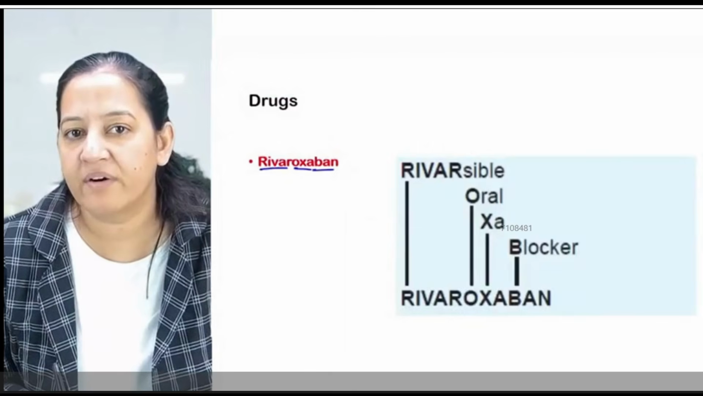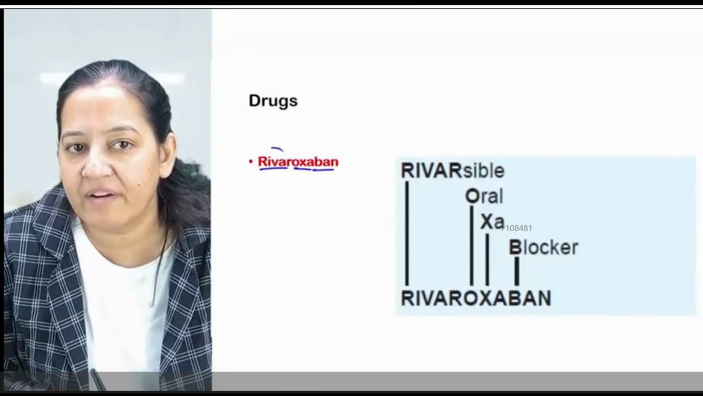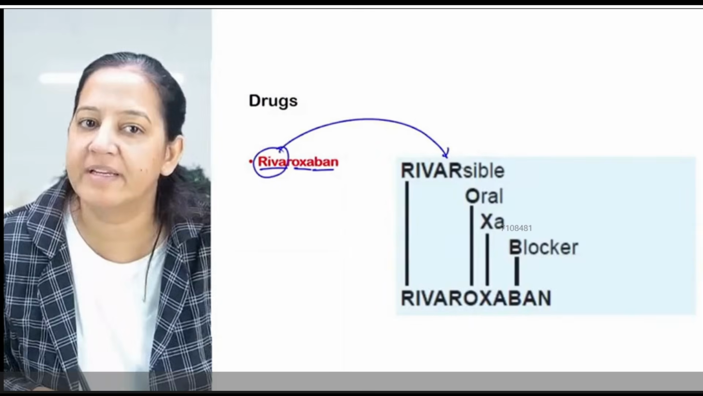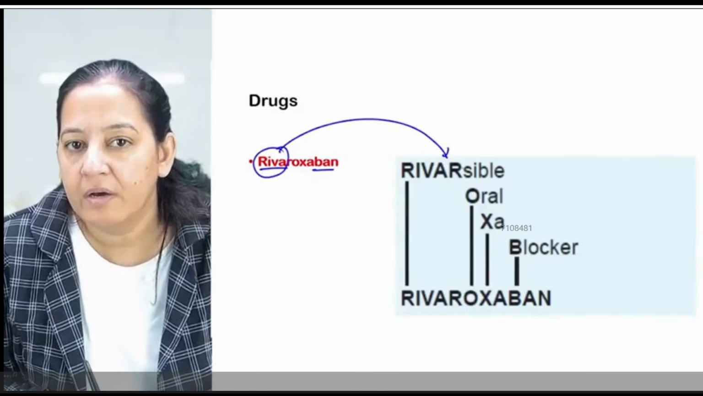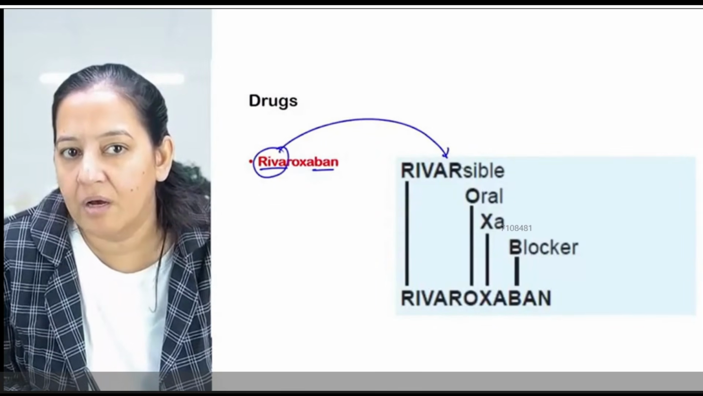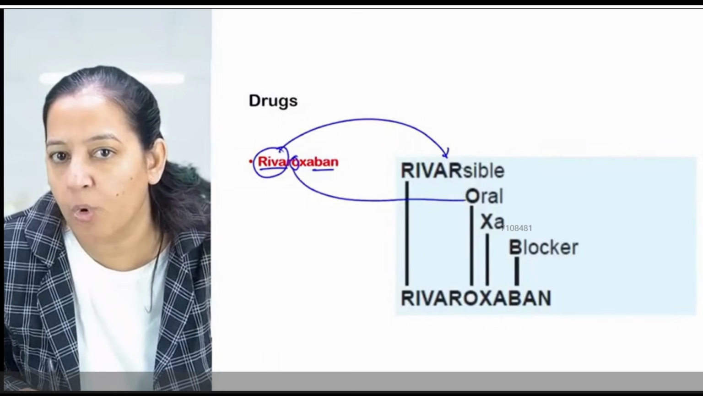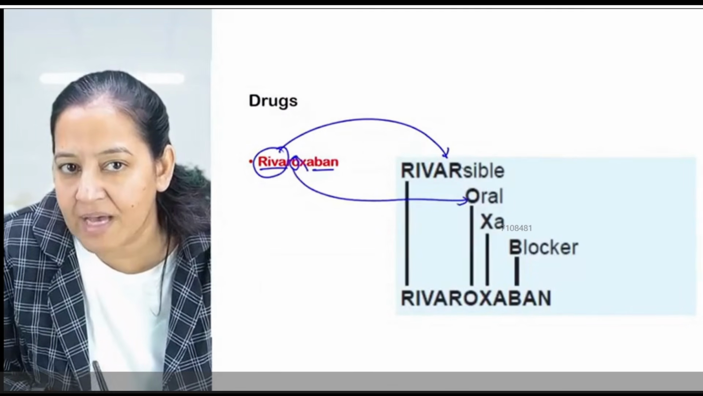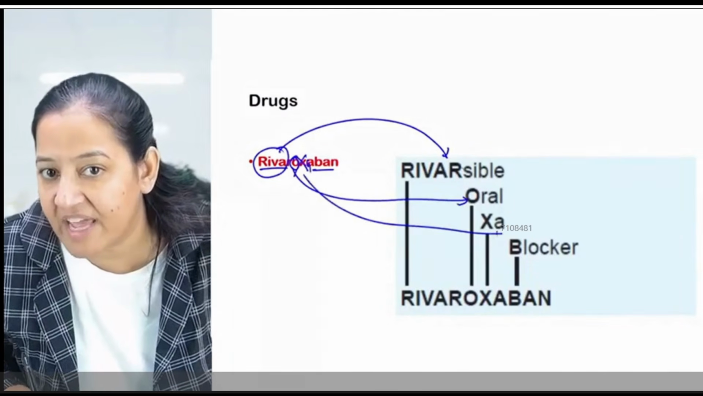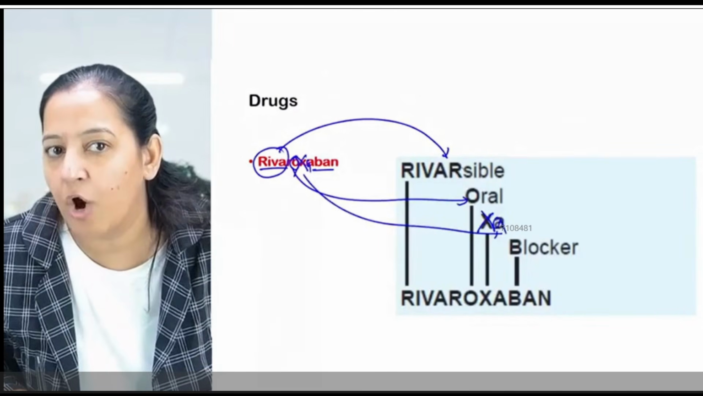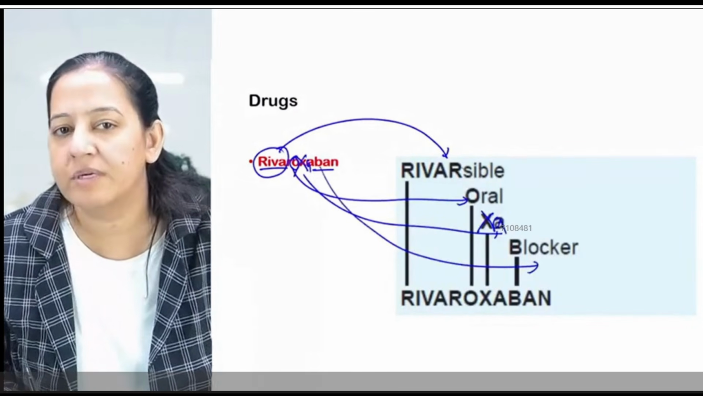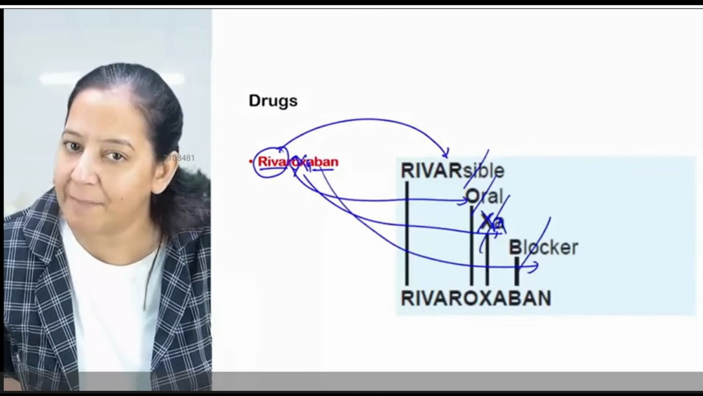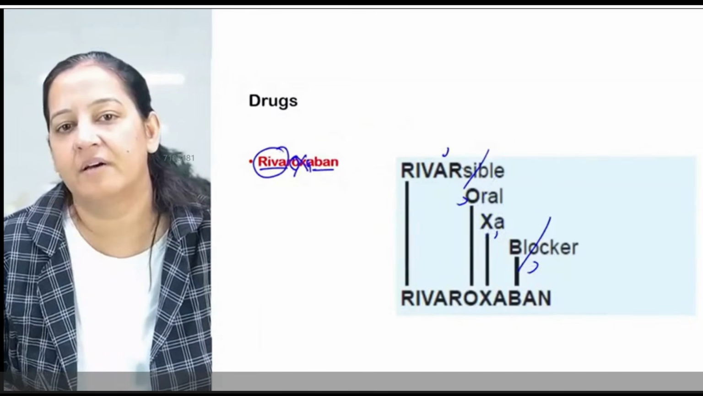Rivaroxaban. What is Riva? Riva ka matlab hai reversible. Rivaroxaban, roxa, o का मतलब है oral. za का मतलब है factor 10A, 10A is za, और ban मतलब blocker. So it's a reversible oral 10A blocker. You can read it like this.